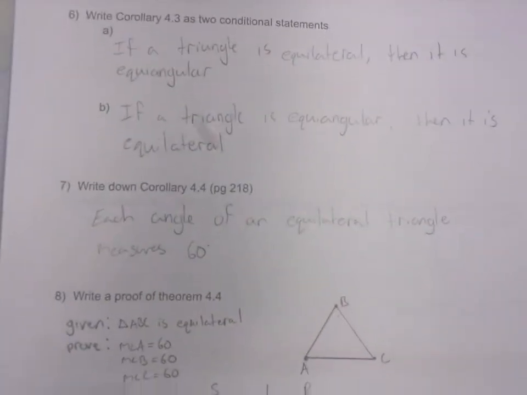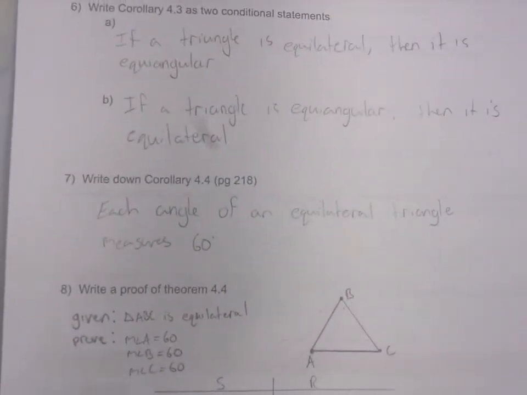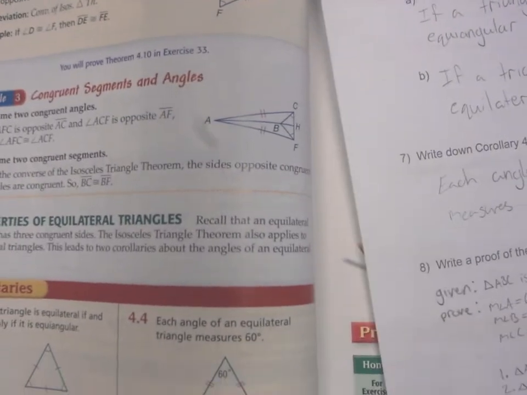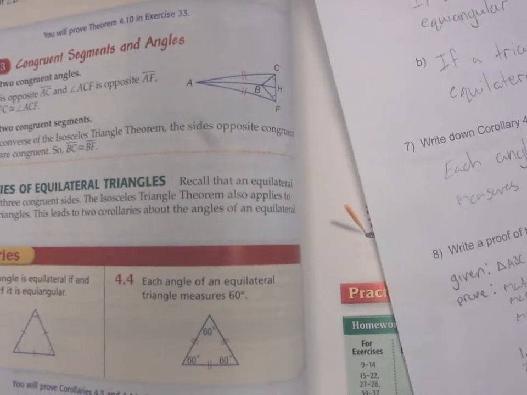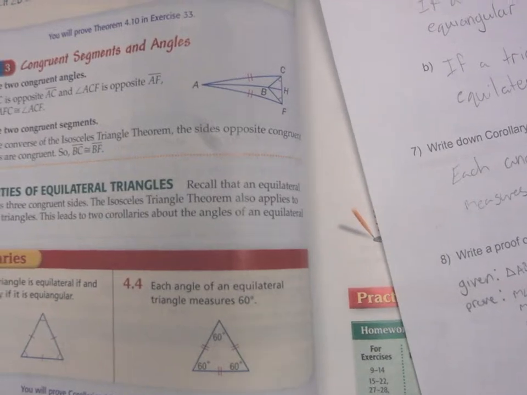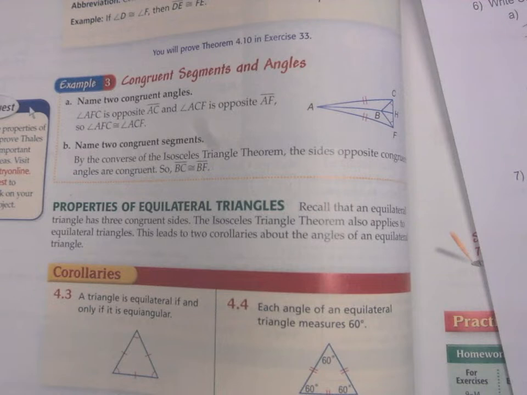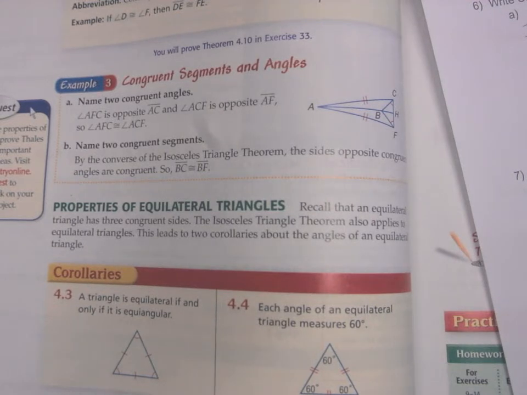I wanted you to understand what a biconditional statement was and how to interpret one. All right, then we have another corollary, 4.4, and it says each angle of an equilateral triangle measures 60 degrees. We didn't formally prove corollary 4.3, but we talked about the reasoning, so I'm going to allow you to use corollary 4.3 in your proof of corollary 4.4, and that's what I have down here.